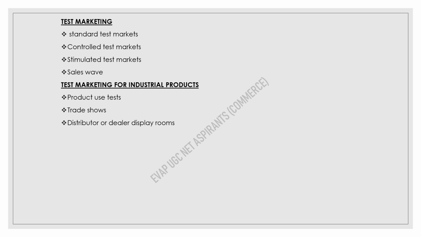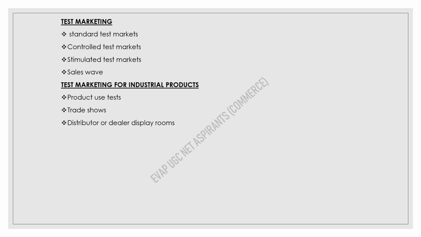And finally, sales wave. So what is sales wave? In sales wave, first, the customers are allowed to use the product at no cost. Then the product is re-offered to the customers at a slightly reduced price. And then finally the market identifies how many customers choose the product again after a price is charged. In this way, the product is developed in the market. So that is sales wave. So these are the various test marketing strategies.